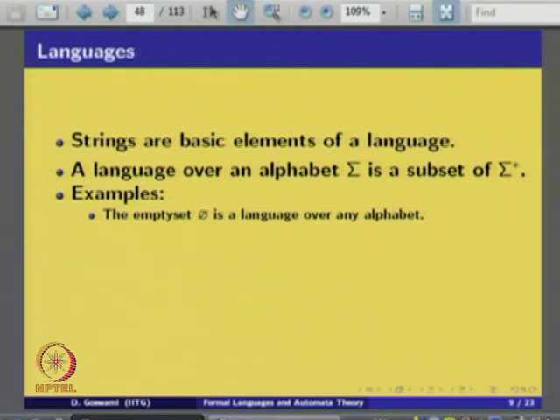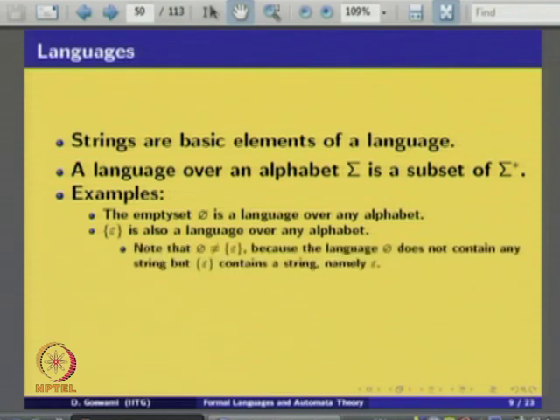Let us see some various examples. Since a language may be any subset, the empty set phi is a language over any alphabet. The singleton set containing the empty string is also a language over any alphabet. Please note that these two sets, phi, the empty set, and the singleton set containing epsilon, are not identical, because the language empty set does not contain any string, but the singleton set contains a string, namely epsilon. Also, you see that the cardinality of the empty set is 0, whereas the cardinality of the singleton set is 1.